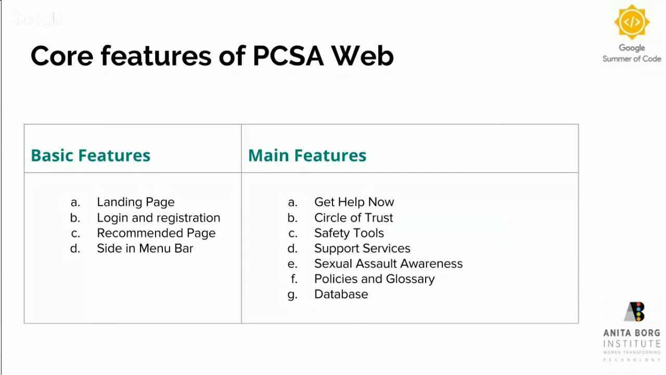I was able to cover most of them, but a few of them, like support services, sexual assault awareness, and policies and glossary, are not yet implemented because I think the requirements were not finalized. Also, I've implemented recommended pages with stubs because it's not implemented yet. Apart from these, everything is there in the framework.